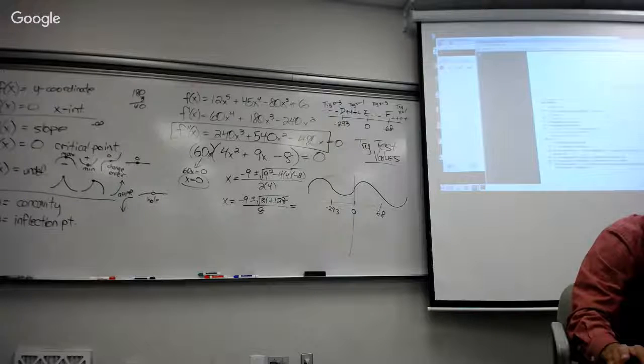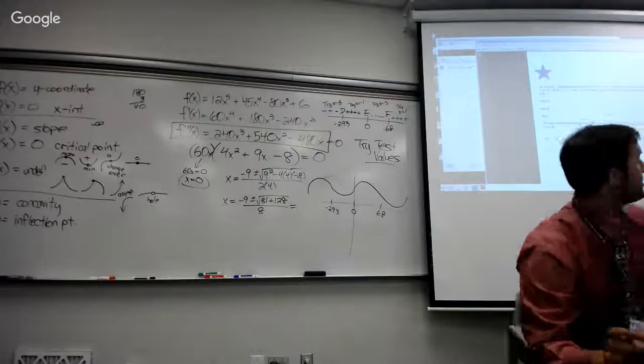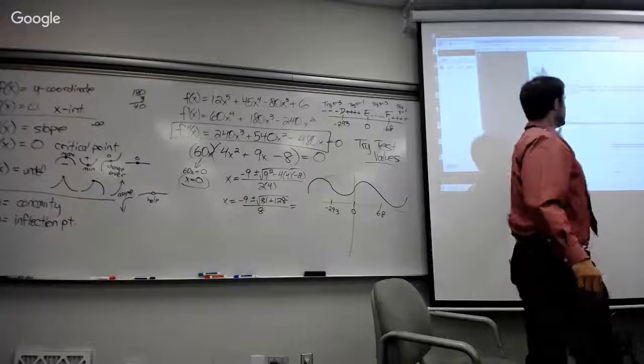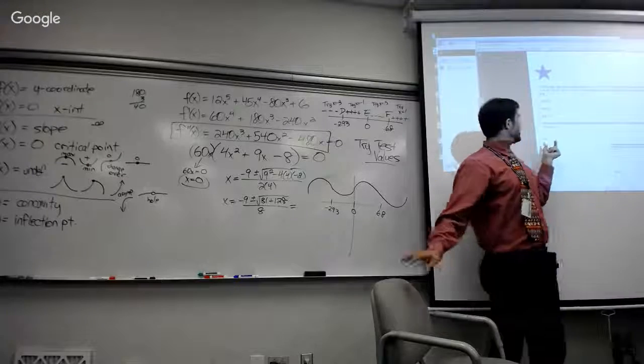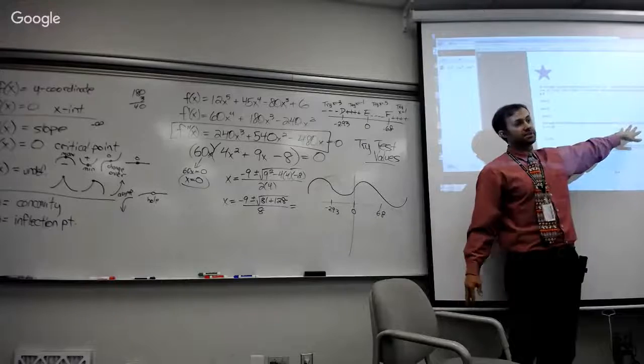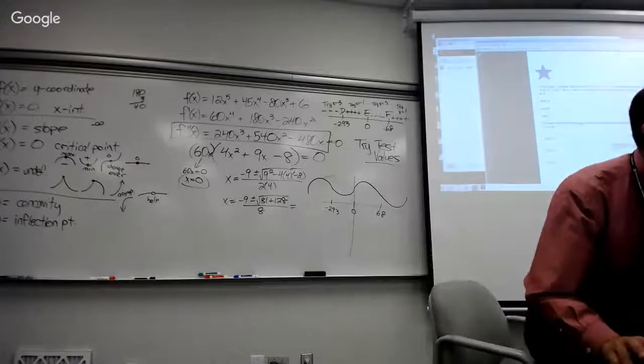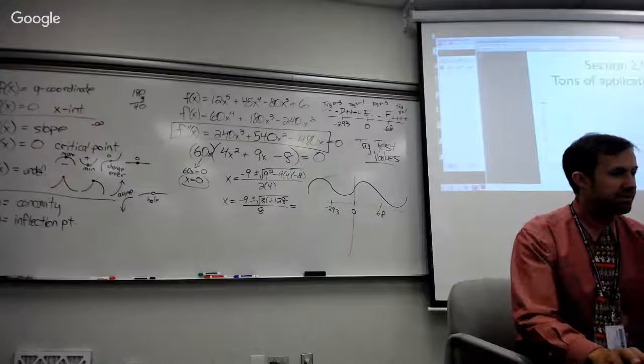16 is slightly different because it's asking about whether it's increasing or decreasing. Should we do one more? No, just move on. Because for 16, it'd be the same way. If they want to know in those intervals, is it increasing or decreasing, you would take a test value from each interval and just check the first derivative to see if it's increasing or decreasing. Okay, all right, well then let's keep going. So that was it for 2.8.